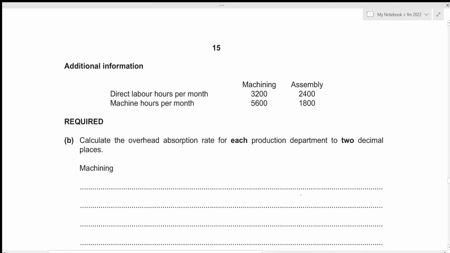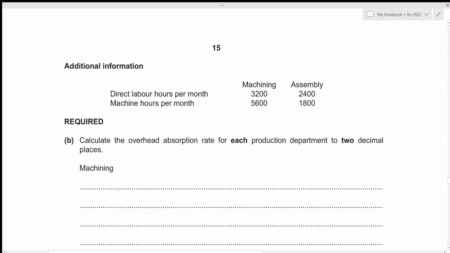We are given additional information regarding machining department and assembly department. We are given the direct labor hours per month as well as machine hour per month. And for the second part of this question, we need to calculate the overhead absorption rate for each production department to 2 decimal places.